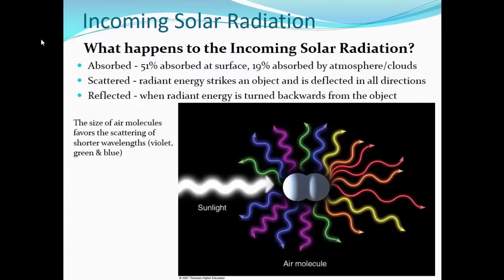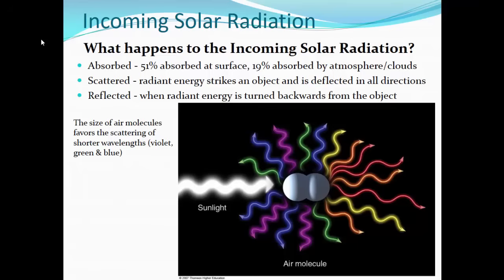And you can see the molecule, because it's about the right size, sort of breaks up that white light into its component colors. And because mostly it scatters the blues and the greens, that is the reason why the sky is blue. Some of that energy, however, is also reflected. Reflection is when radiant energy is turned backwards, so straight back from the object. So reflection, just like reflection in a mirror.